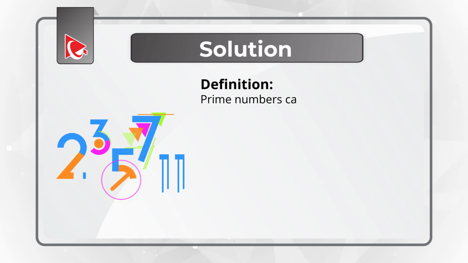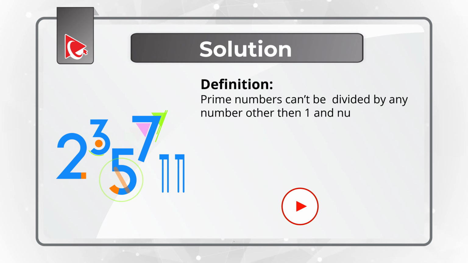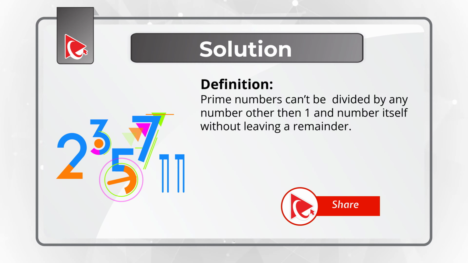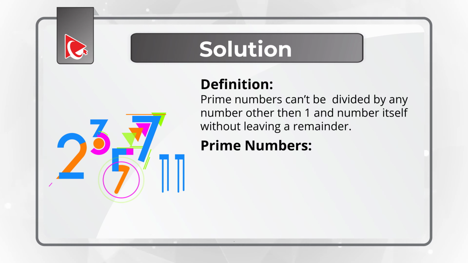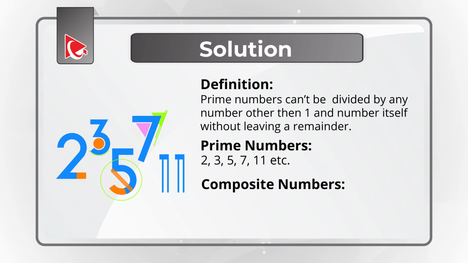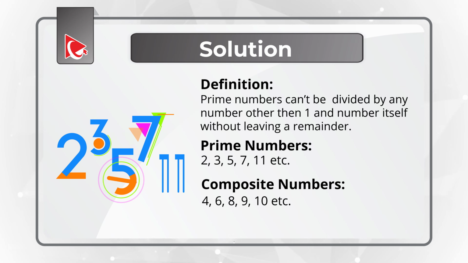To solve this challenge, let's start with the definition of prime number. Prime numbers cannot be divided by any number other than 1 and the number itself without leaving a remainder. Some examples of prime numbers would be 2, 3, 5, 7, 11, and you can continue the chain. The opposite of prime numbers are composite numbers, and examples of those would be 4, could be divided by 2, 6, could be divided by 2 and 3, 8, which could be divided by 2 and 4, 9, 10, and you can continue the sequence.